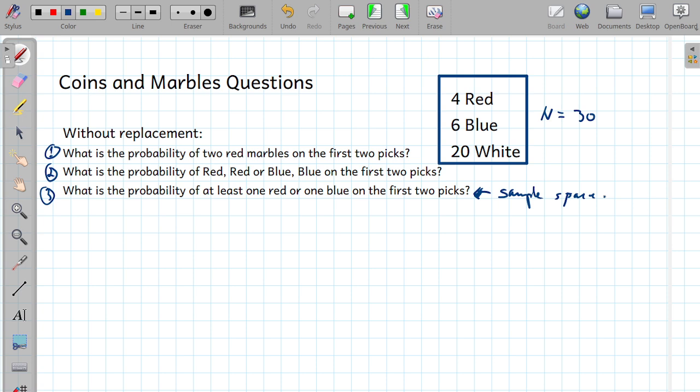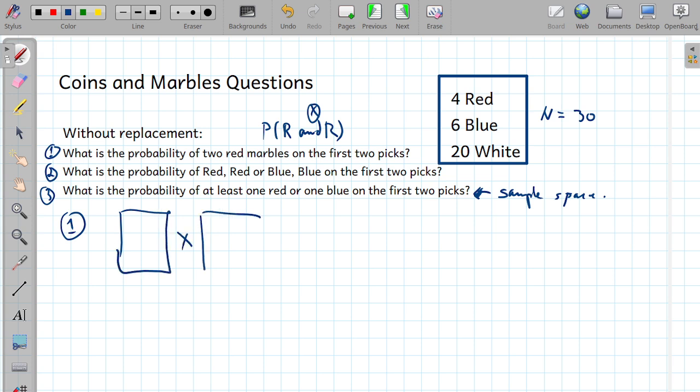Probability of 2 red marbles on the first 2 picks. So that's saying, if we write this out, we're asking what's the probability of red and red. And for independent events, it's a multiplication operation. So let's set this up this way. For question 1 then, we have the first outcome in this box, and then we're going to have the second outcome in this box. And these are fractions. Now remember, there are 30 outcomes on the first pick, but whatever we get, we don't put back in, so then for the second choice, there's only 29.